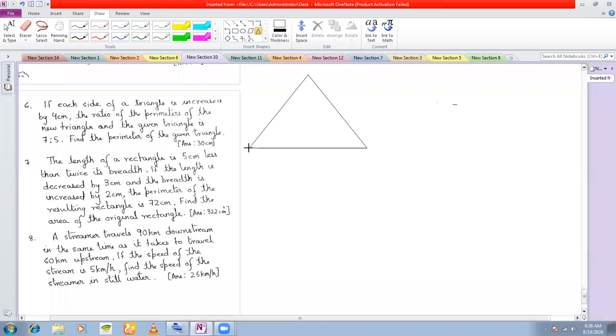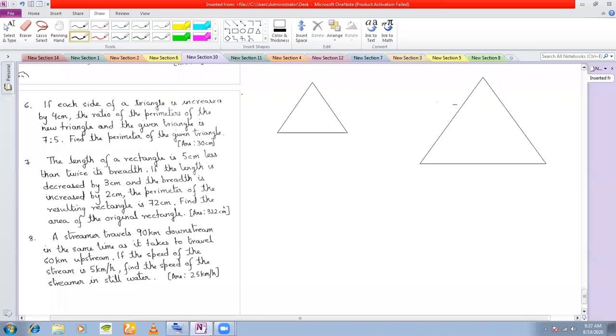This is one triangle. Draw a smaller one. Just say this is your triangle, and this is your other triangle. Two triangles, call it ABC, call it PQR. Each side of a triangle is increased by 4 centimeters. The ratio of the perimeters of the new triangle and the given triangle is 7.5. Find the perimeter of the given triangle.